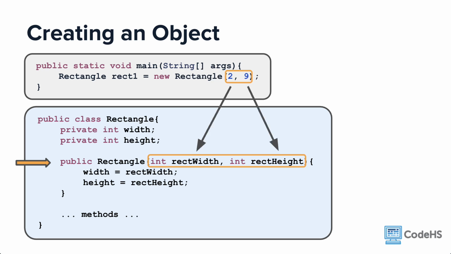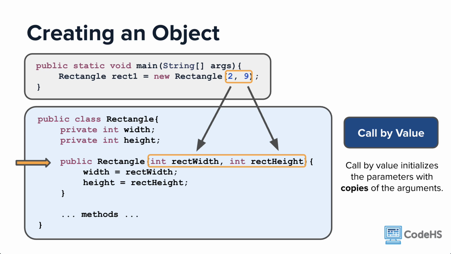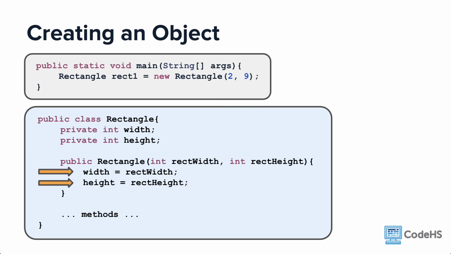where the argument values are passed to the parameters using call by value. Call by value initializes the parameters with copies of the arguments. Again, it's important that the argument order and data type must match the order and data type of the parameters. If they don't match, an error will occur. Next, the execution moves into the constructor, assigning the parameter values to the attribute variables of width and height. Now you can see how the parameters help the constructor give each object its own set of attribute values. Once this process is done, the execution returns to the point where the object was created and continues from there. In this case, the new rectangle object reference is assigned to the variable rect1, and then the program terminates.